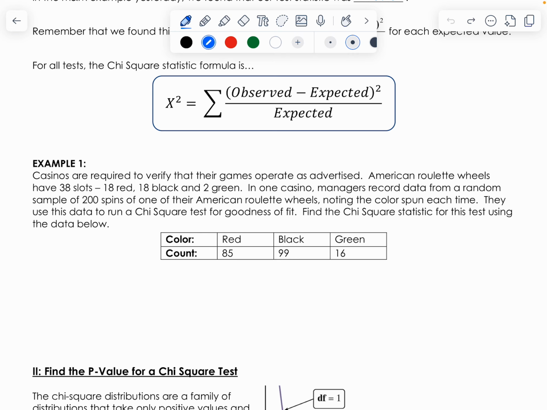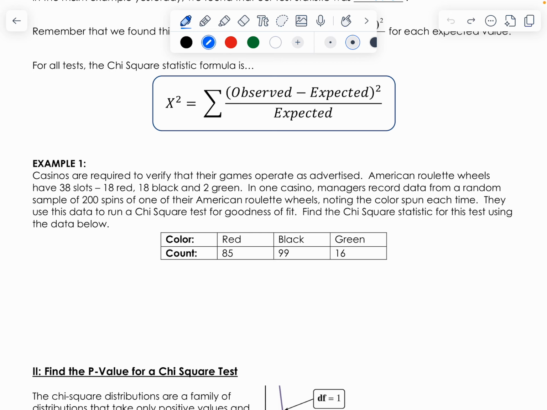So this first one is that roulette example where we've got 38 slots, 18 that are red, 18 that are black, and 2 that are green. And it says, in one casino, managers record data from a random sample of 200 spins, like we said yesterday, noting the color spun each time. They use this data to run a chi-squared test for goodness of fit, and now we're going to find our chi-squared statistic.